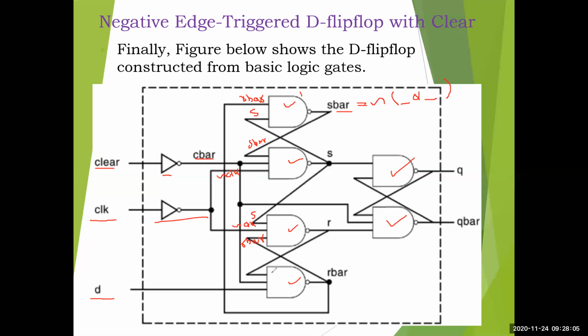Again the fourth one: you have the R here, and then you have C bar, and then you have D. So D is connected. This is how you have to write the expression: R bar is not of R and C bar and D. Very simple. Then this side, the final.